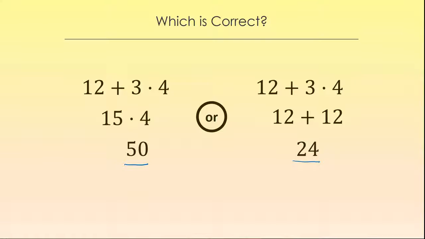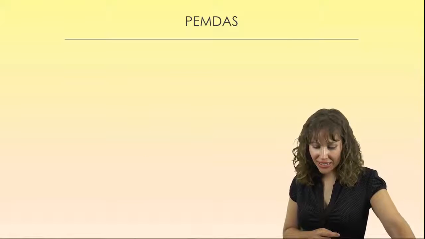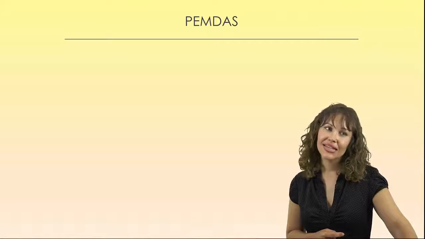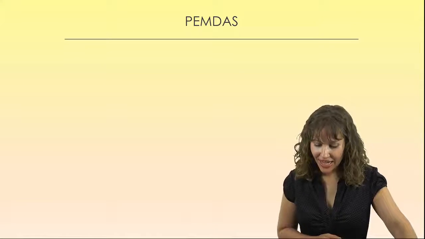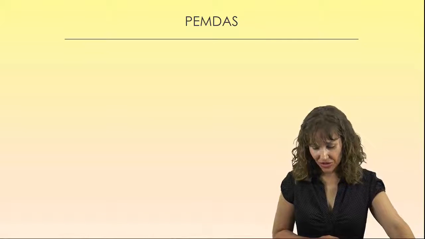And the correct method is this one. We want to do multiplying before adding. And the main idea is that you do the stronger operations first, whatever's going to have more effect. And multiplying changes numbers more than adding does. And the entire rundown is given by the acronym PEMDAS. It's an easy way to remember which operations you do first.